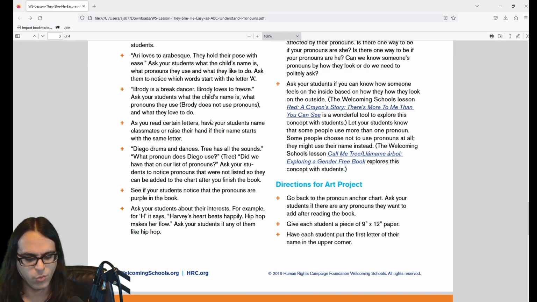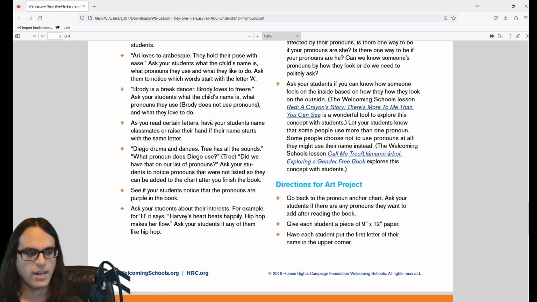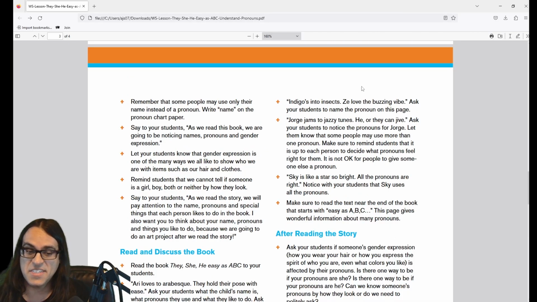Wait, what? We're already going into neopronouns. Tree. Did we have tree on our list of pronouns? Ask the students to notice pronouns that were not listed so they can be added to the chart after you finish the book. Oh, so this is because of respect, because of diversity. Identifying as a tree and calling yourself tree or tree self is totally okay because, well, this is the kid's reality. "Indigos into insects. Z loves the buzzing vibe."